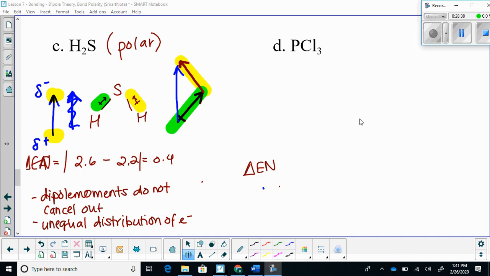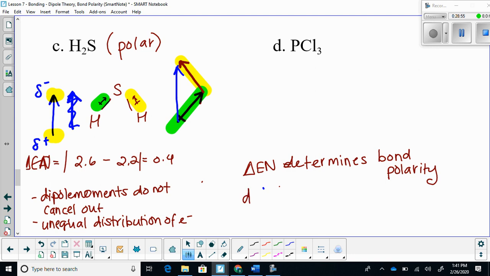Electronegativity difference determines bond polarity. Net dipole determines molecular polarity.